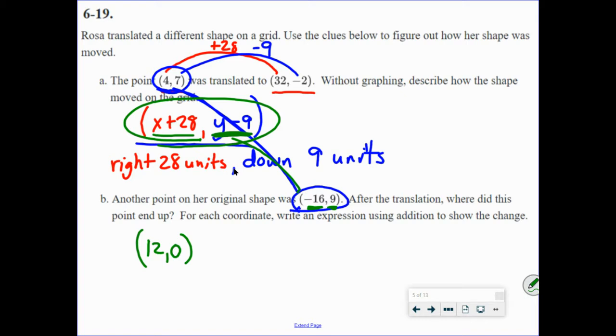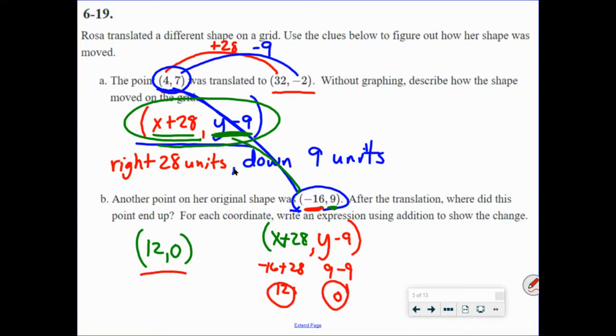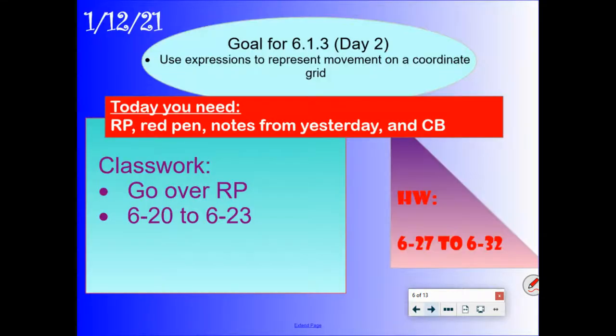Got it? For each coordinate, write an expression using addition to show the change. And that, in this case, is saying (x plus 28, y minus 9). So I did negative 16 plus 28, which is 12. Okay? And then 9 minus 9, which is 0. So the coordinates (12, 0). Okay, I believe that's it.